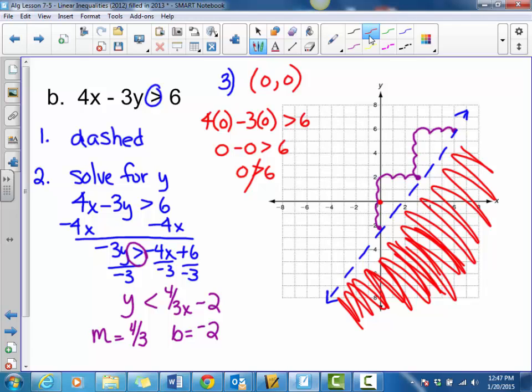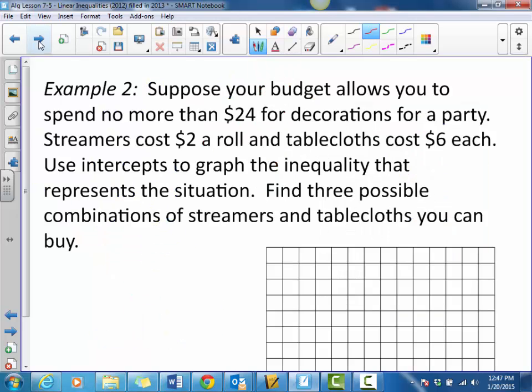So remember, when you pick a point, you plug it back into your inequality. If the point that you pick makes the inequality false, you shade on the opposite side of your boundary line. Okay? All right. Example 2.